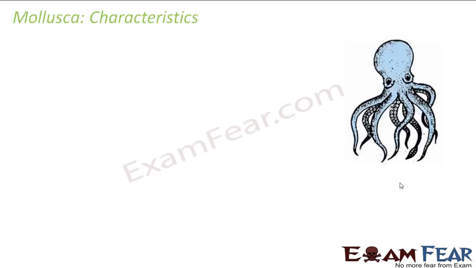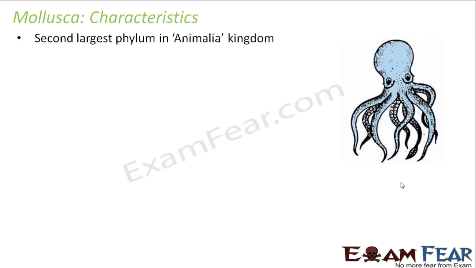This may be direct or indirect. Let us now move to the next higher phylum, that is the Mollusca. So let us look at some of the basic characteristics of Mollusca. Mollusca is again one of the ancient groups of animals with soft bodies. Here you can see this octopus. So octopus falls under this category, Mollusca.